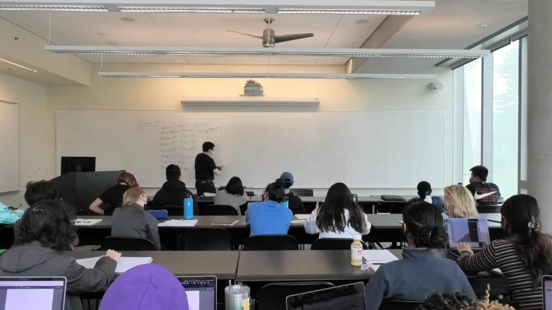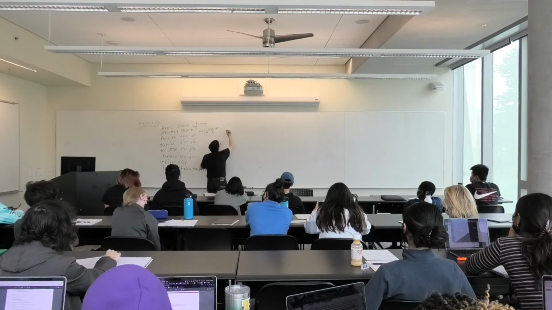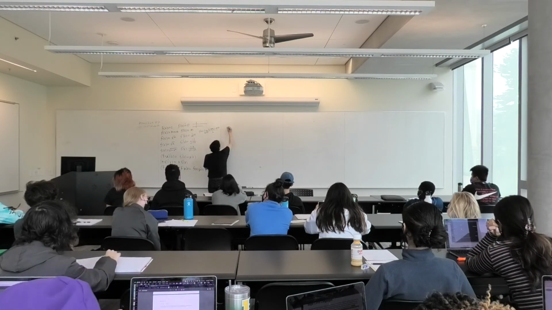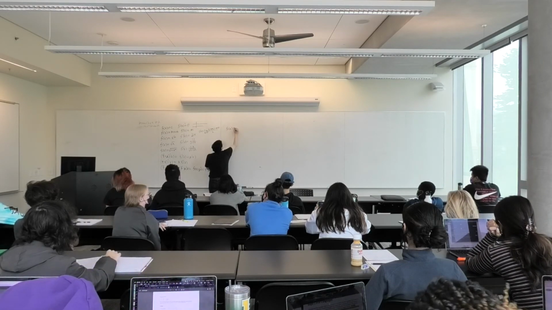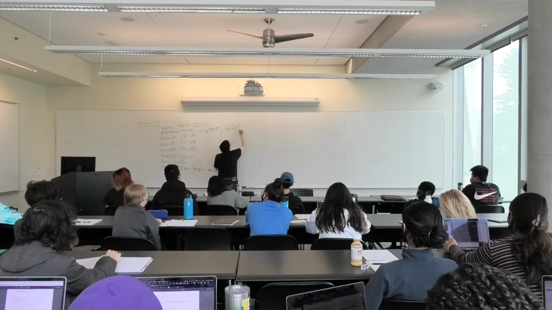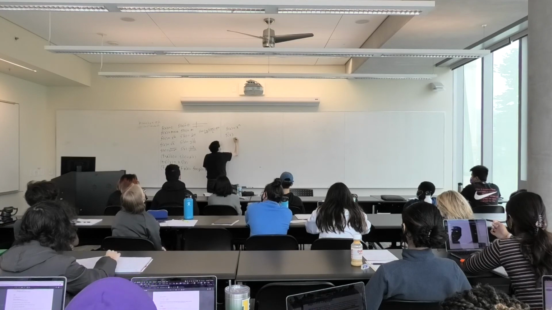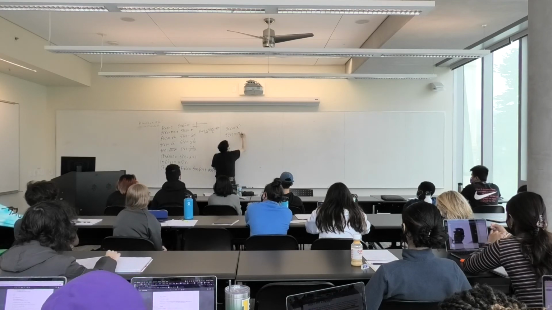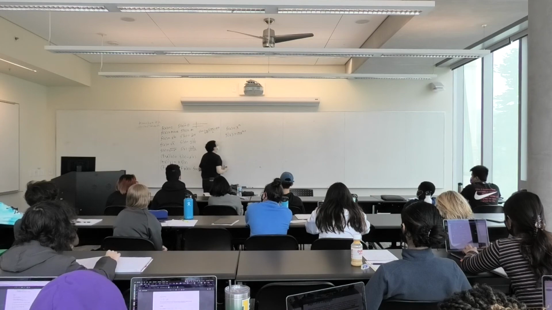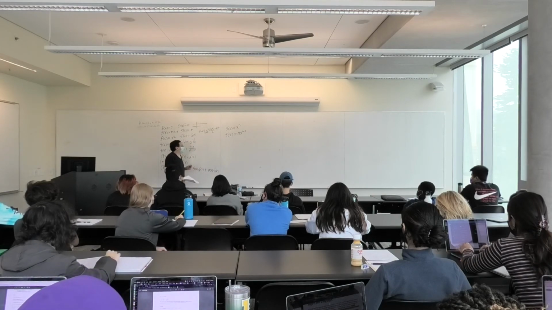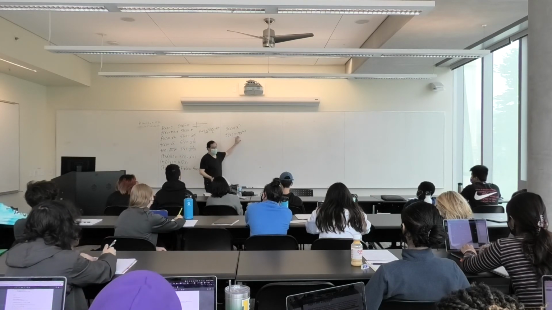Okay. So what we want to show is that if f of x equals x to the n, then the derivative is nx to the n minus 1. Not just for some n, for every n.